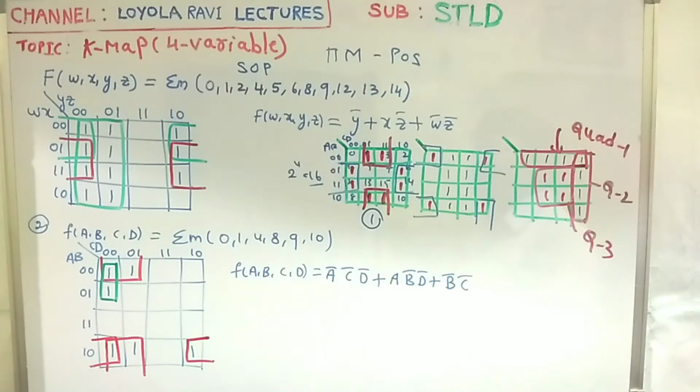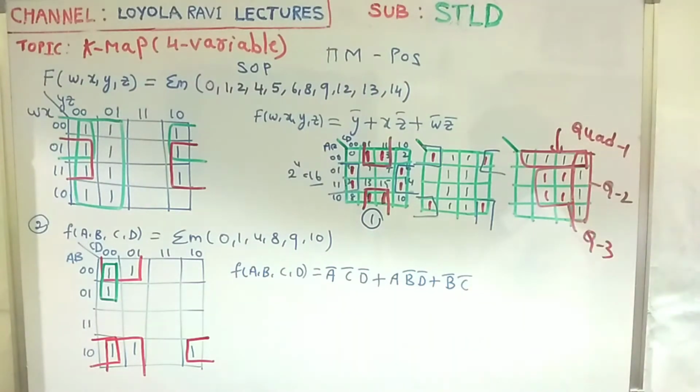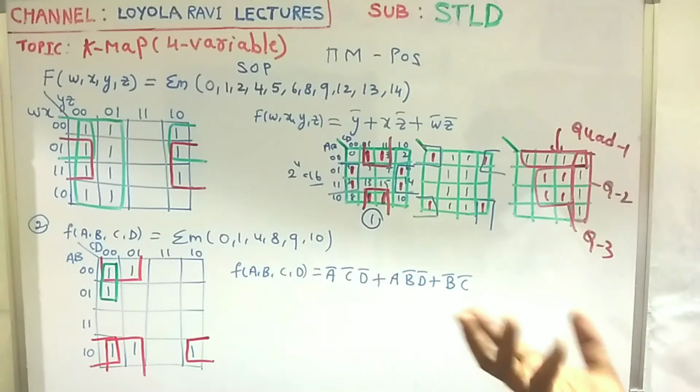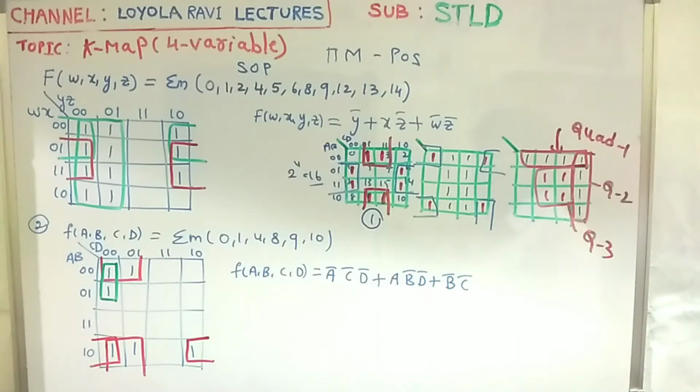If you go for 6 variables, this is also somewhat complicated. That's why then you will go for Quine-McCluskey method, or it may also be called the tabulation method. So more than 5 variables you will go for tabulation method. Otherwise, below 5 variables you will go for K-map method. For any number of variables you can use tabulation method, but no need. We have a simple method, K-map. That's why below 5 variables you can use K-map method.